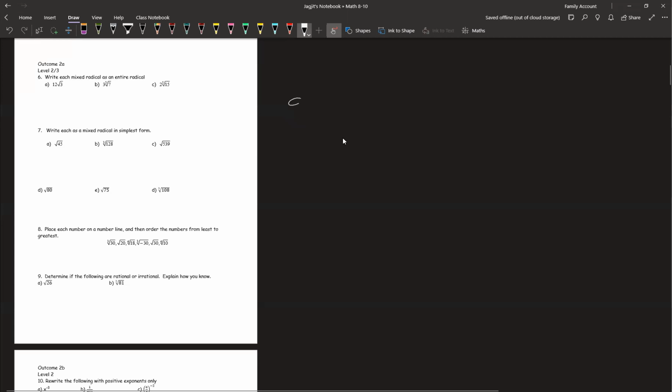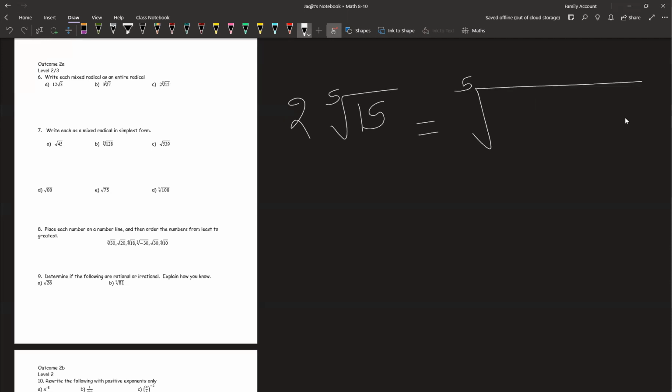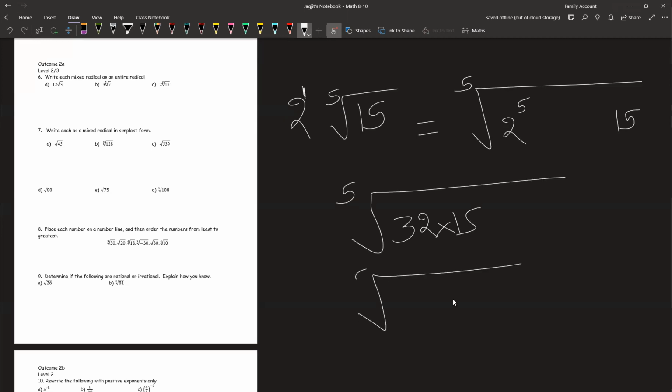Let's try one more. If I give you 2, 5th root of 15. So you say we've got a 5th root, 15 is already inside. When 2 goes inside, the power of 2 is 1. So when it goes in, it'll be 1 times 5, which is 5. 2 to the power 5 is 32. So what we need to do is 32 times 15. Punch it in your calculator. 480. So we got the 5th root of 480.